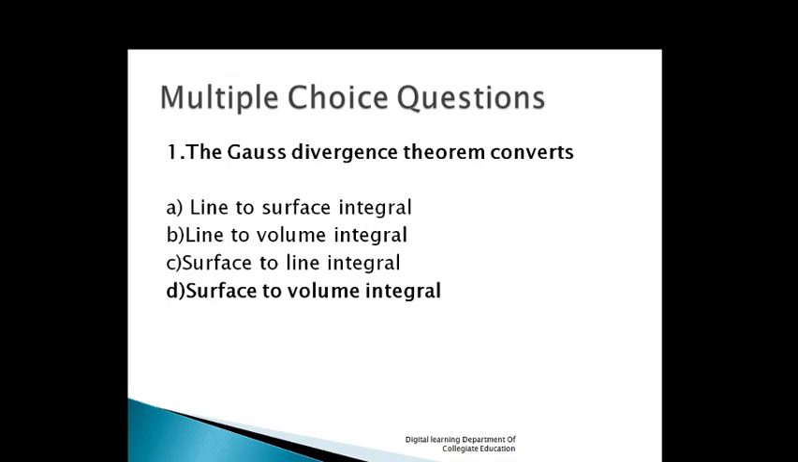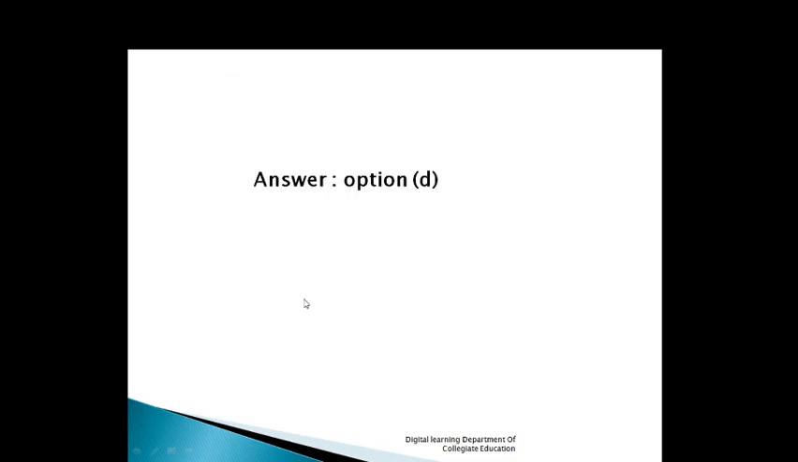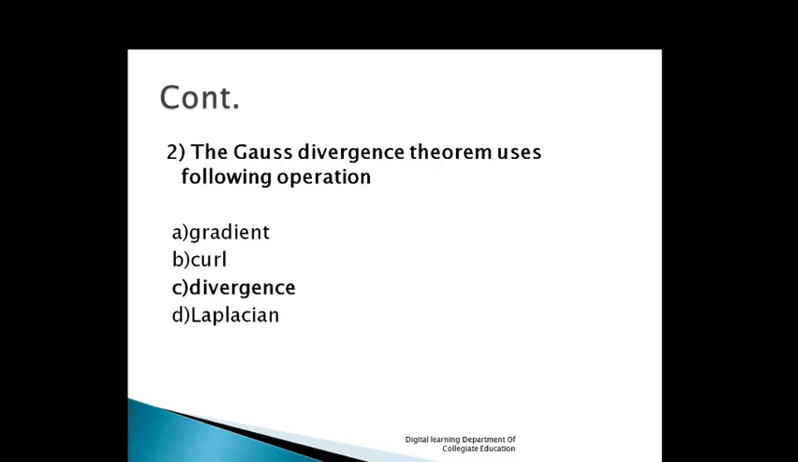First question: the Gauss divergence theorem converts. Option A, line to surface integral; option B, line to volume integral; option C, surface to line integral; option D, surface to volume integral. The Gauss divergence theorem converts from surface integral to volume integral.